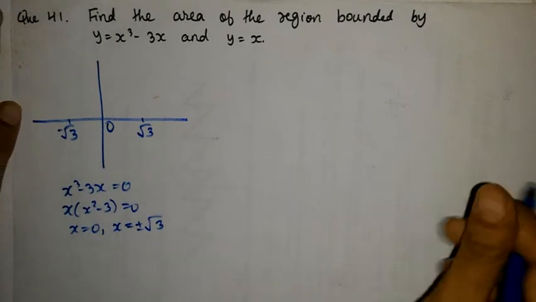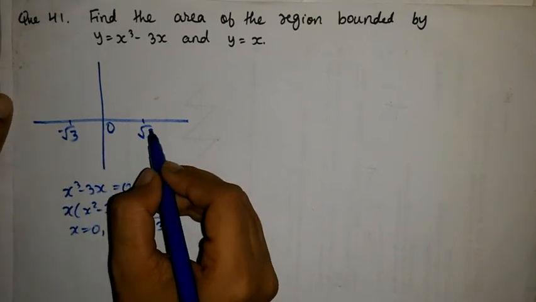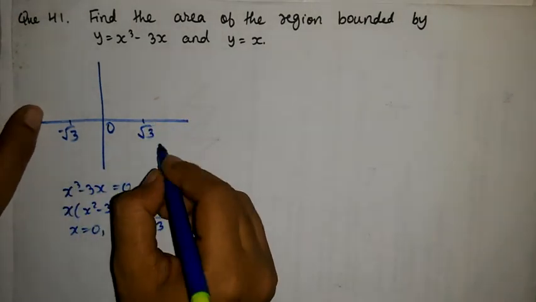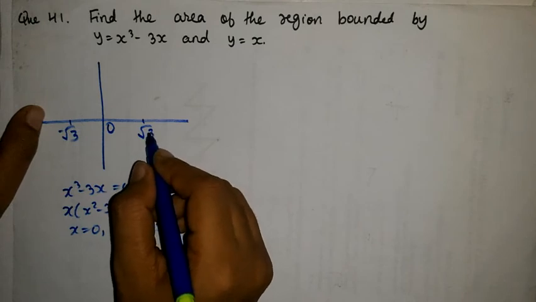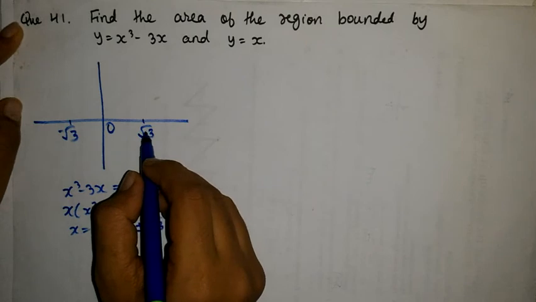If you don't know the value of root 3, then also you can plot it, it will be somewhere here. But I think basically students know the value of root 3, that is 1.73. So it will be between 1 and 2. So it will be here.